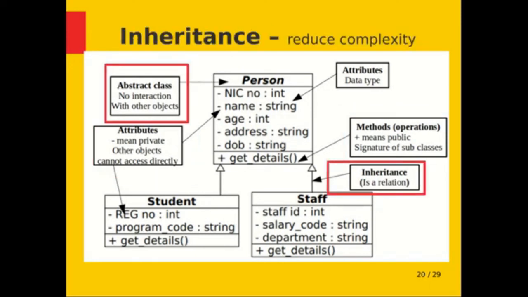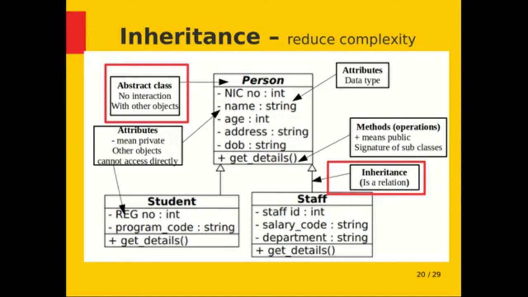Inheritance. This slide has three classes: student, staff and person. Other classes in the system need student and staff, not the person class. But the class person has common attributes and methods for both staff and student.